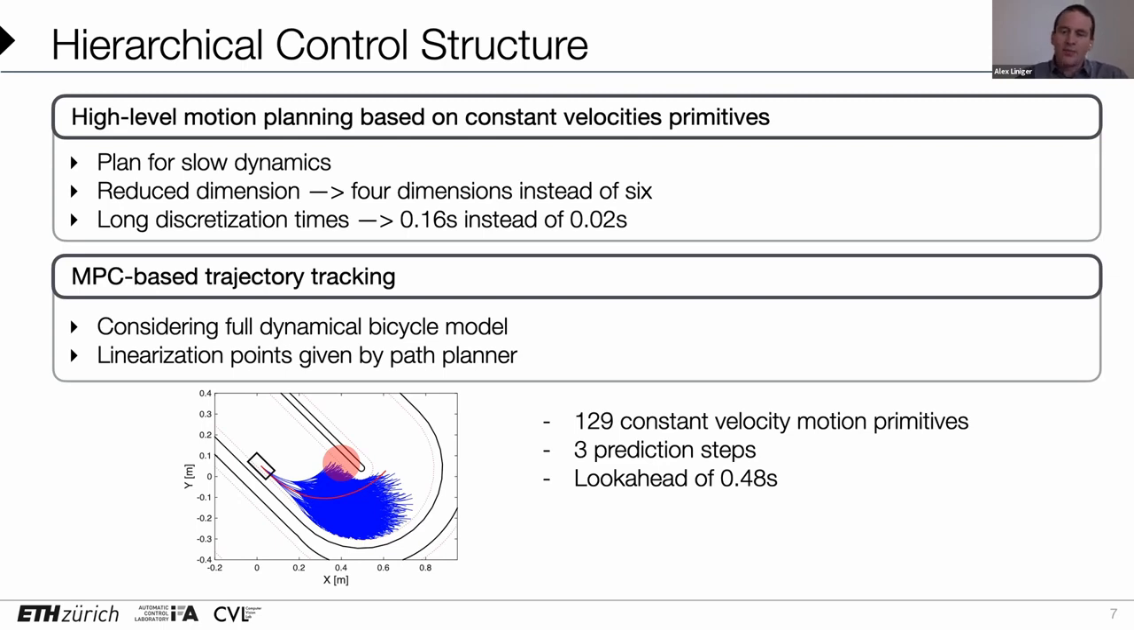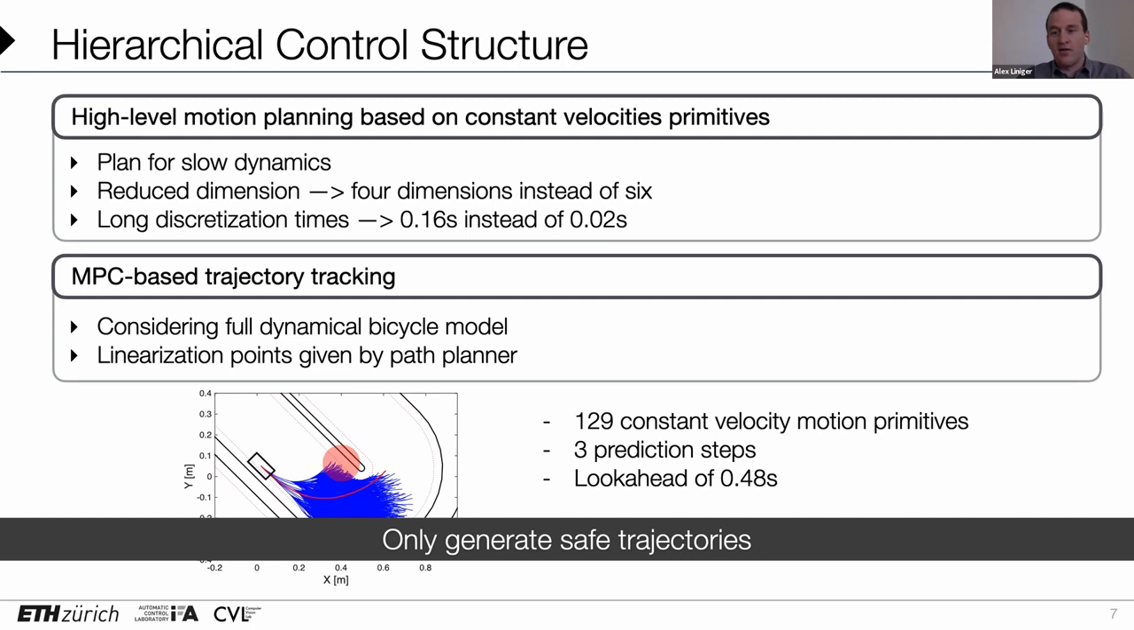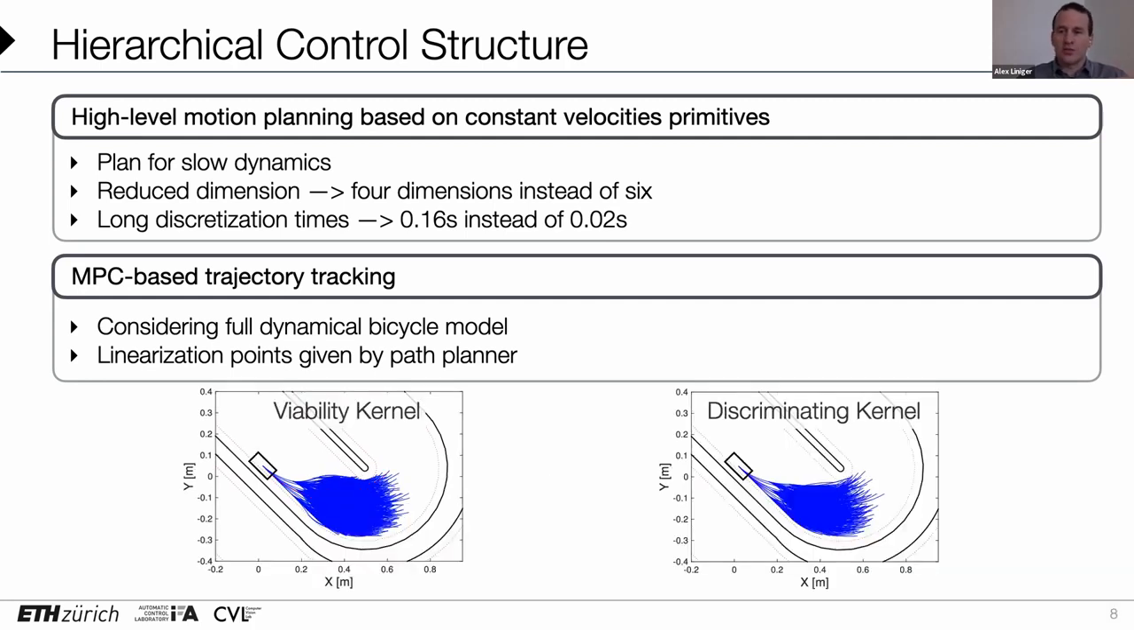So what we did is investigate how we can only generate safe trajectories. And we did this using viability theory. So we computed the viability kernel, which basically gives us a safe set, so all the safe states around the track. And then we only generated trajectories which remained in the viability kernel, which is what you end up with in the trajectory set on the left.